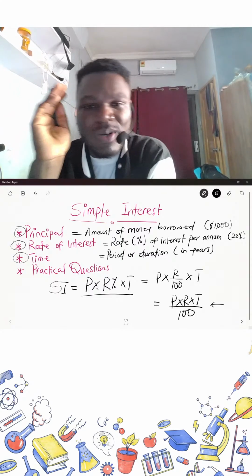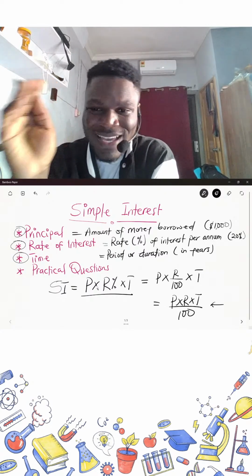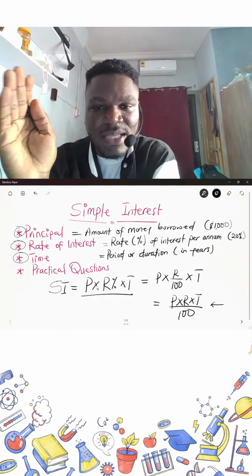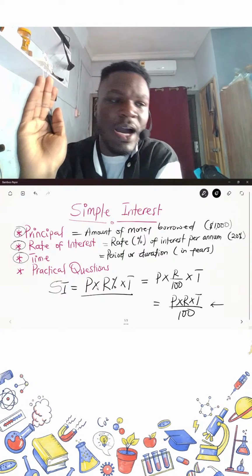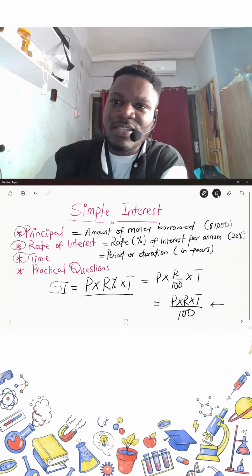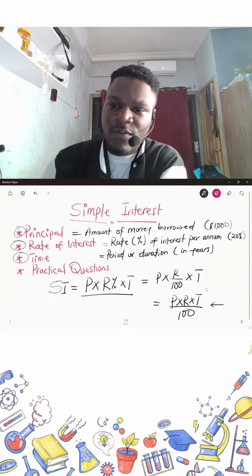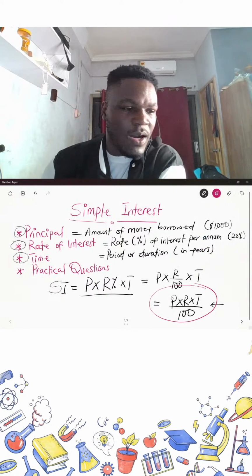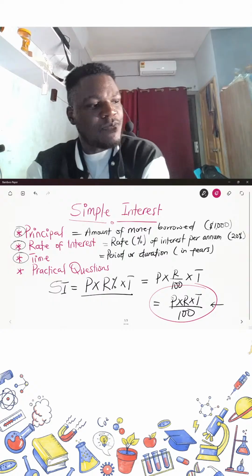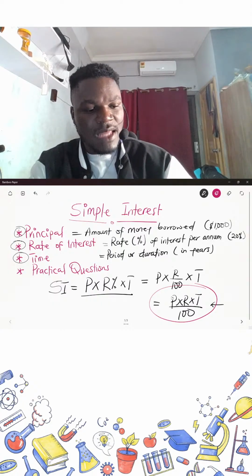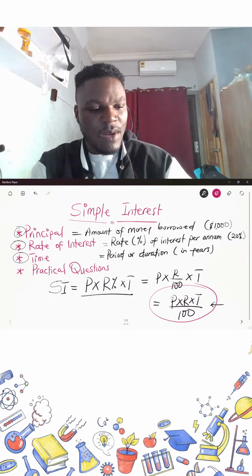So the formula for calculating simple interest is principal times rate times time all over 100. And the formula is what I have just written over here. So let me circle that for us. So this is the formula for calculating simple interest. It is principal times rate times time all over 100.